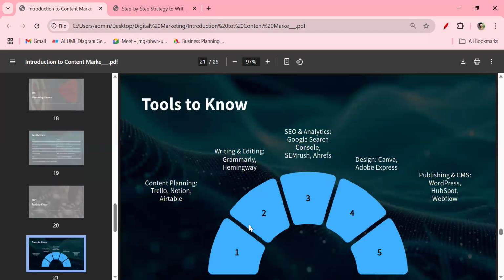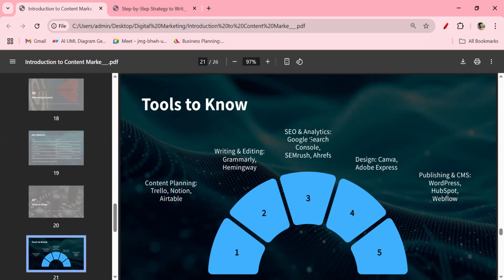Now the tools to know. For content planning, I have already explained why we need to plan before starting our content. The tools you can use for content planning are Trello, Notion, and Airtable. You can simply go to Notion and work on it. It's very simple, and you just need to add whatever action you need to do during the whole day and put the timing of that particular content.